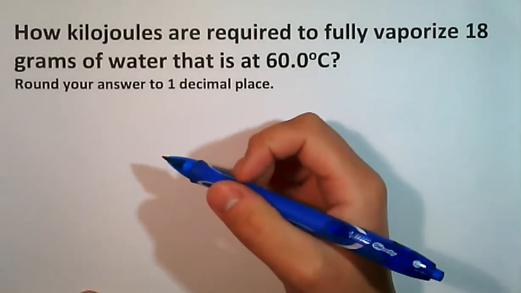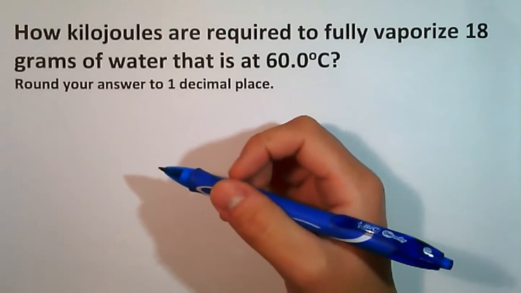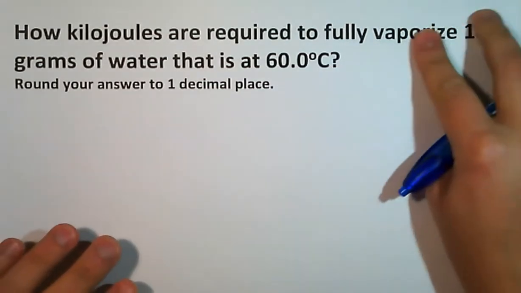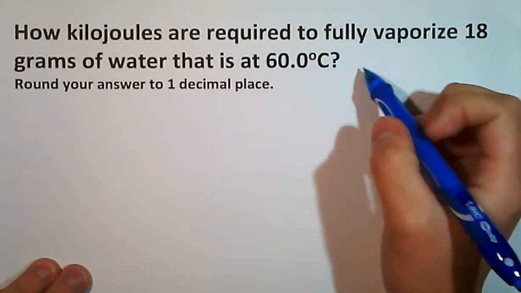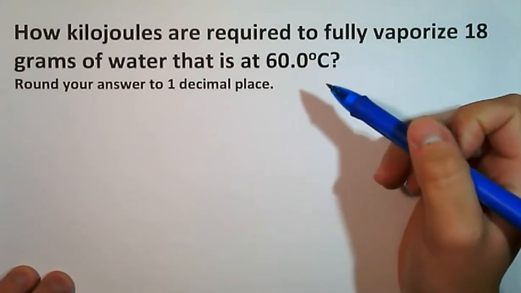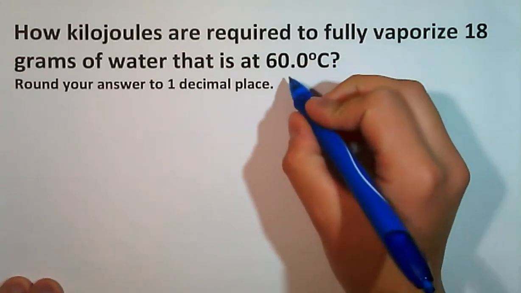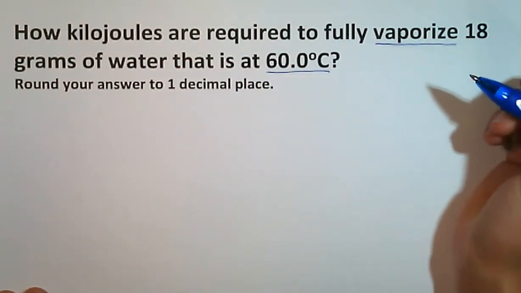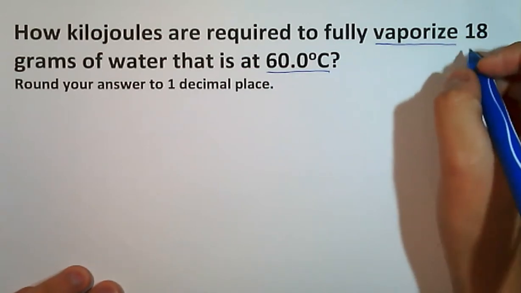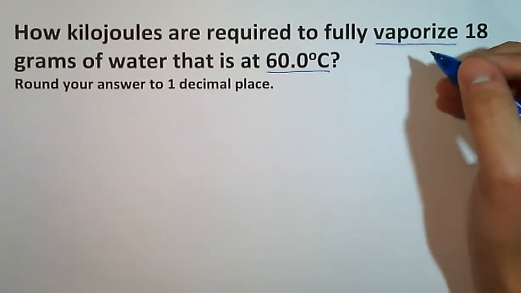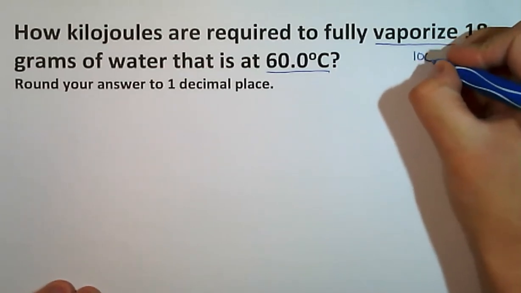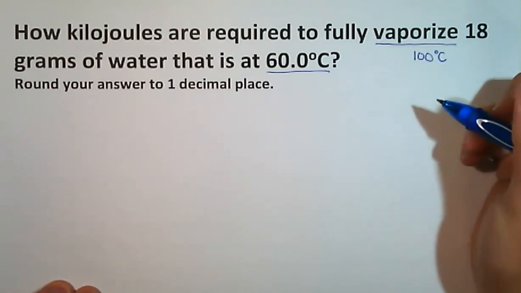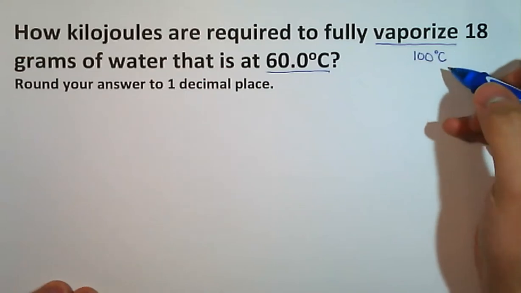This problem says, how many kilojoules are required to fully vaporize 18 grams of water that is at 60.0 degrees Celsius. So first of all, we have to think about where we are temperature-wise, and then where vaporization of water occurs. The temperature that water vaporizes, or another word might be evaporates, at is 100 degrees Celsius, or 212 degrees Fahrenheit, which you might be more familiar with, but in science we always like the Celsius scale.